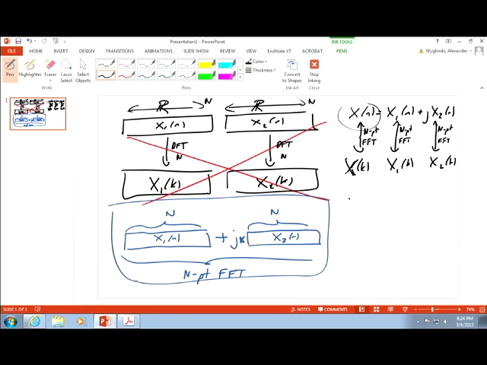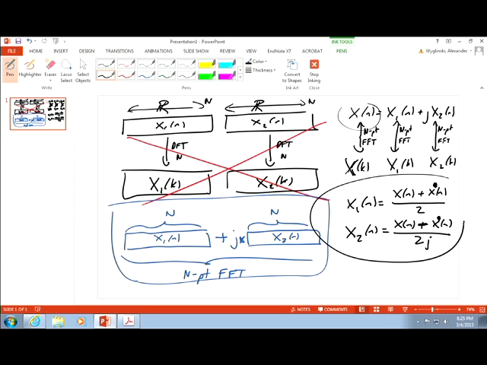We also know that to get x1 of n from x, you take x of n and add the complex conjugate of x of n, which makes the imaginary part negative, and divide by 2. How do you get x2 of n from x? You take x of n minus the complex conjugate of x of n, divided by 2j. This will give you x2 of n. So now the question is, what is this equivalent to in terms of DFTs or FFTs?